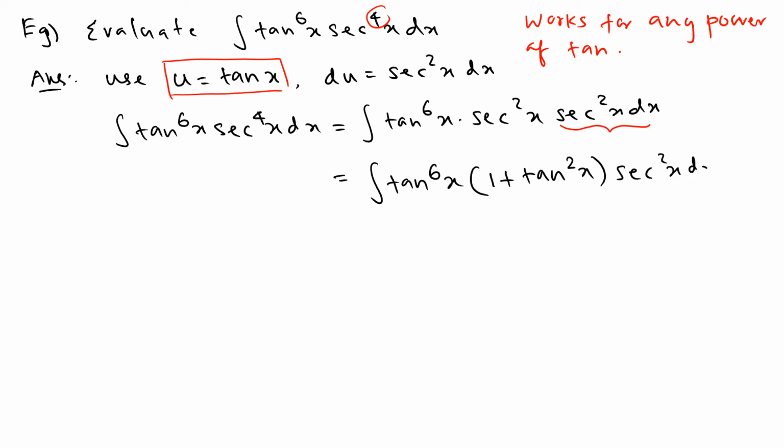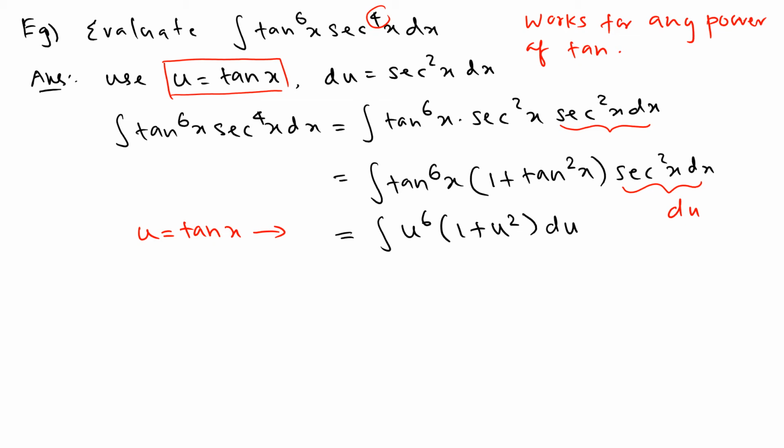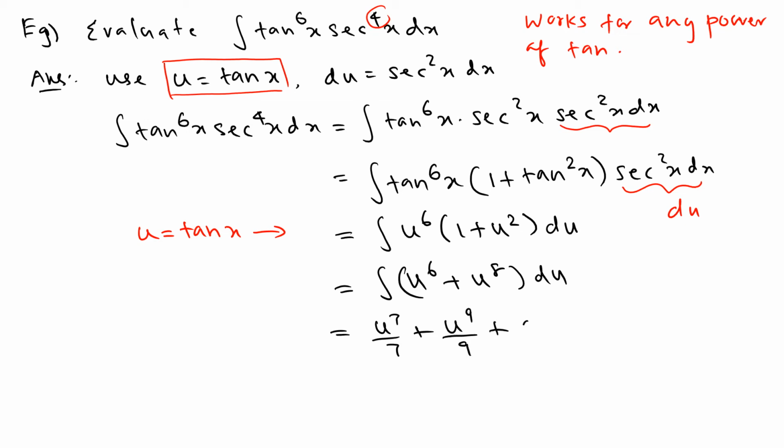Now we can substitute. This is where we use u equals tan x. Tan becomes u to the 6th, this is 1 plus u squared, and secant squared x dx is simply du. Now we know how to do this integral. You can distribute first, so it becomes u to the 6th plus u to the 8th du. This is very easy to integrate: u^7 over 7 plus u^9 over 9 plus c.